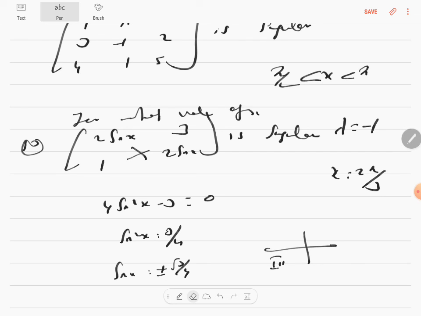I hope you understood. These are the sums for today's paper. Very short questions, but I hope you can get full marks on this.